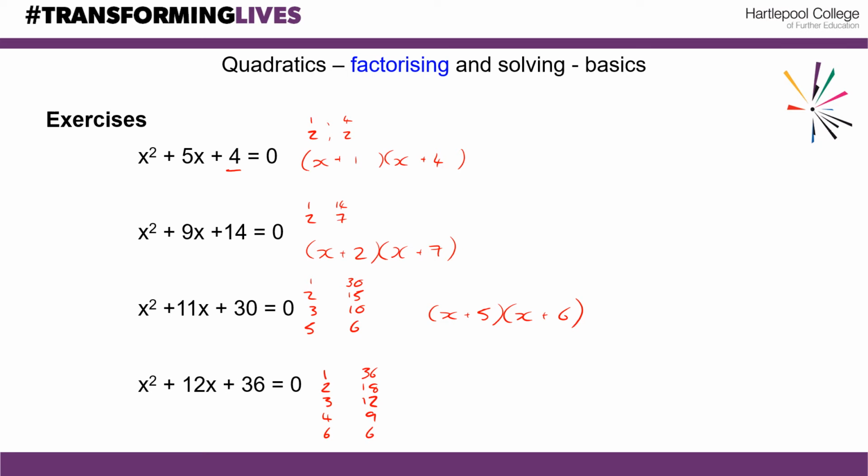And then we want which pair of factors adds to get me 12: 6 and 6. So for that one, it's x plus 6 and x plus 6 again. And those are our answers. Now, make a note of those, correct anything that you got wrong.